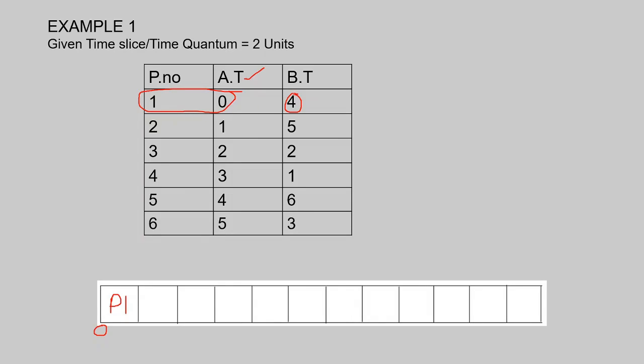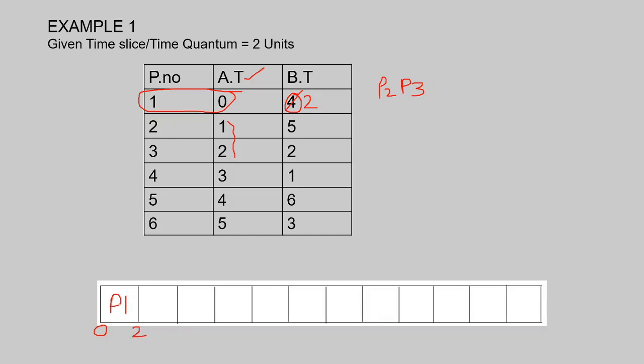So now every process is going to execute for 2 units. At the beginning, out of 4, process P1 is going to execute 2 units and the remaining 2 units will remain. So process P1 is going to execute from 0 to 2 units. When process P1 is executing, check if any other processes are in the queue now. Yes, process P2 and process P3 are in the queue now.